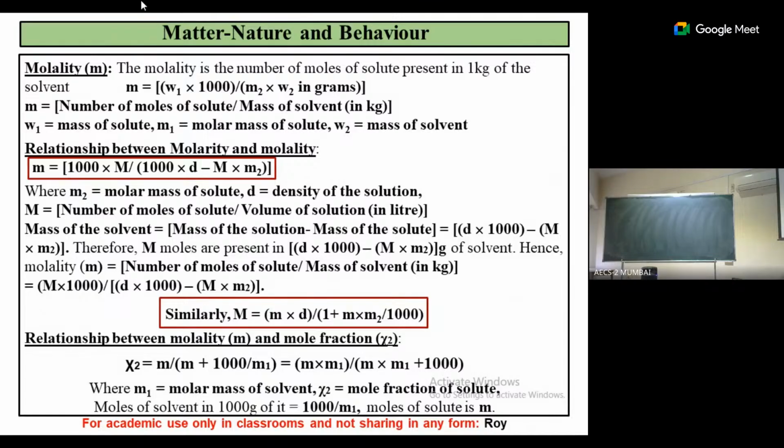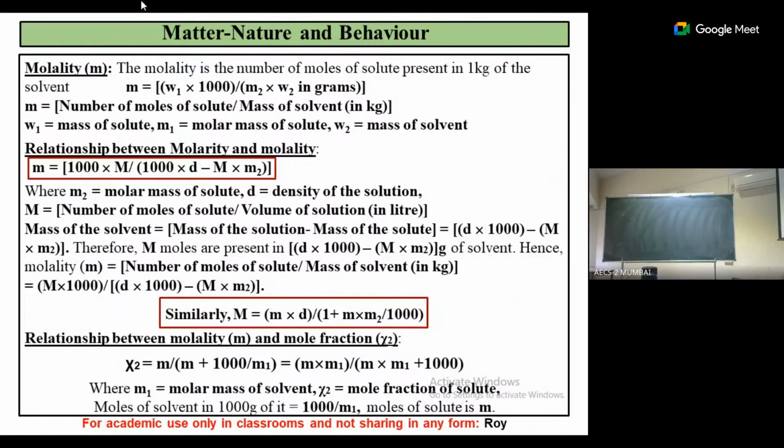molarity into M2. M2, two suffix is always a solute. Got it? Okay, so that is the molar mass of the solute. Fine. All things are related here. Similarly, if you do a little bit generally with this equation, you can get out that molarity is nothing but m into d divided by 1 plus molality into molar mass of the solute divided by 1000. So this relation between molarity and molality can be found.